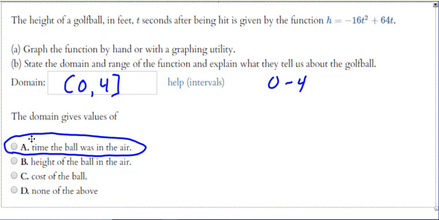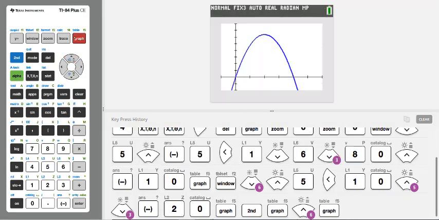Okay, so that's what the domain. Now we're going to look at what the output is doing. The output is how high it went. So when we're looking at this, the height at which it went up, let's hit graph, the height at which it went up is up here.